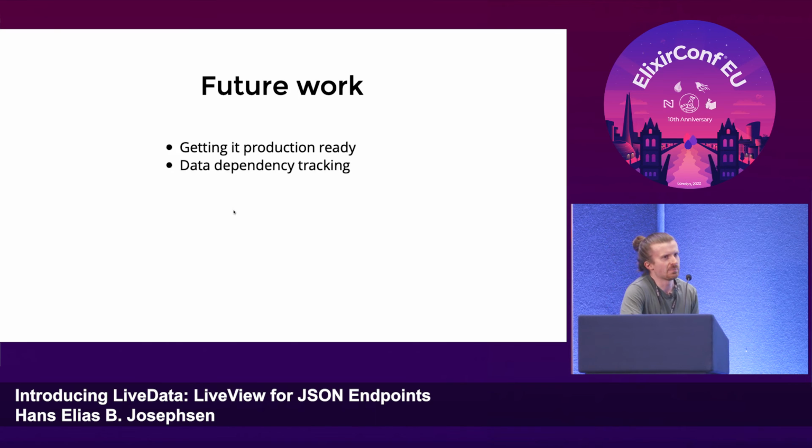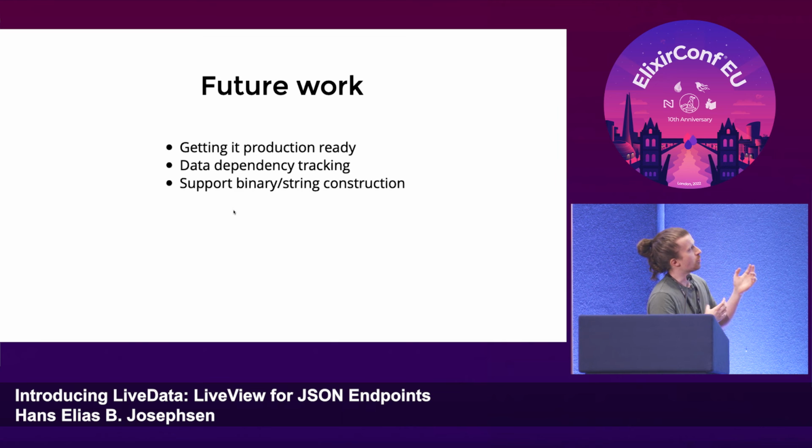There's some interesting stuff that can be done with tracking dependencies of data within DefT functions that I haven't done yet, but it's possible, which could lead to even more efficient diffs sent over the network. It could support string or binary construction. So right now, it's just normal data structures, but it could also support constructing strings and diffing the string construction really efficiently because of the approach we use.